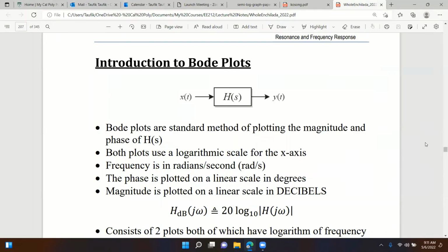So today's class will go over Bode plots. The objective here is to learn how to sketch Bode plots. Now, what are Bode plots?